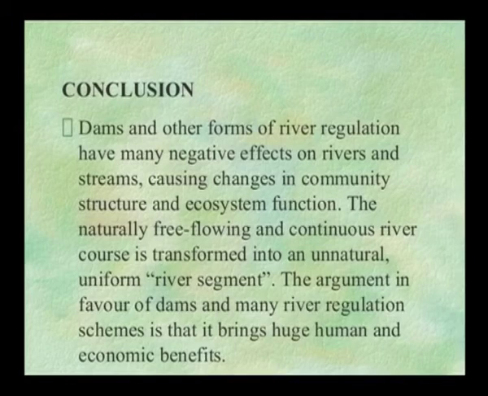That is, one particular species which is suitable for that temperature, that climate, will end up growing in abundance, but other heterogeneous species or indigenous species to that area will get affected. Dams and other forms of river regulation have many negative effects on rivers and streams, causing changes in community structure as well as the function of the ecosystem. The naturally free-flowing and continuous river course is transformed into an unnatural uniform river segment. The argument in favor of dams and many river regulation schemes is that it brings huge human economic benefits.